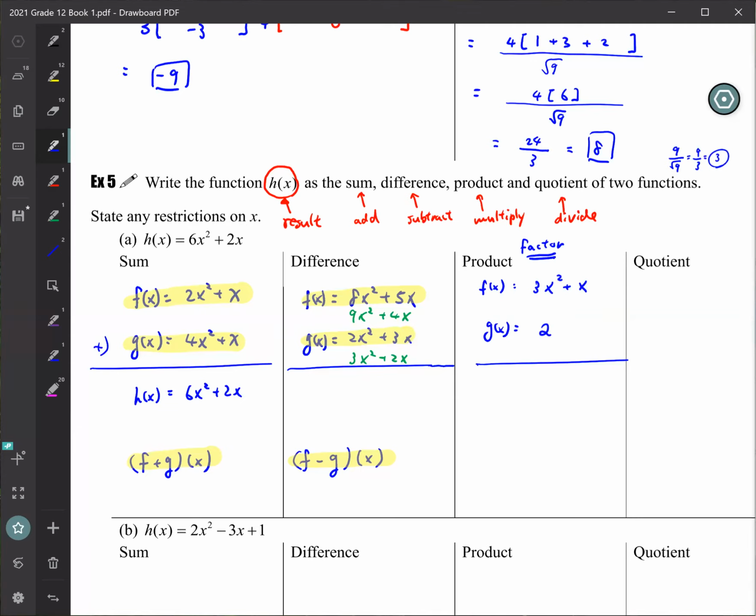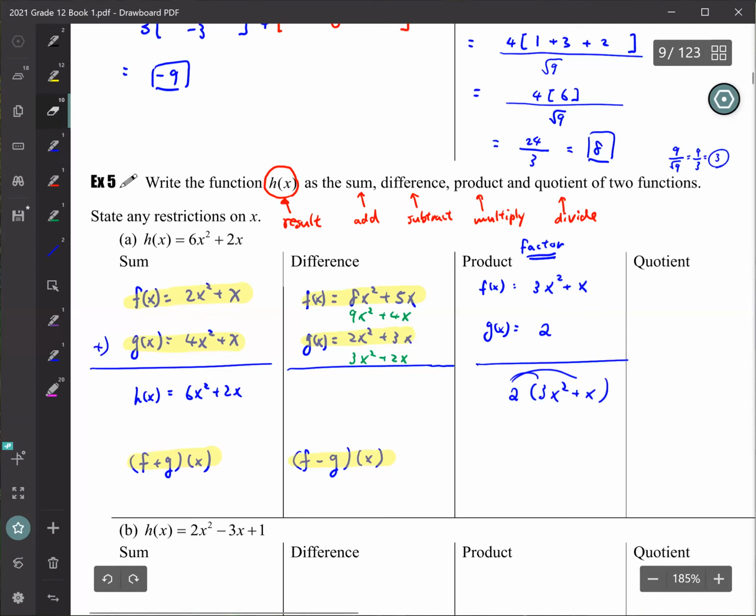So we have 2 times 3x squared plus x, right? That's your h, right? So multiply in, you'll get the same answer. Yeah, that works, okay. Better than using 1, right? Okay, yeah. Let's see if we can get other ones.